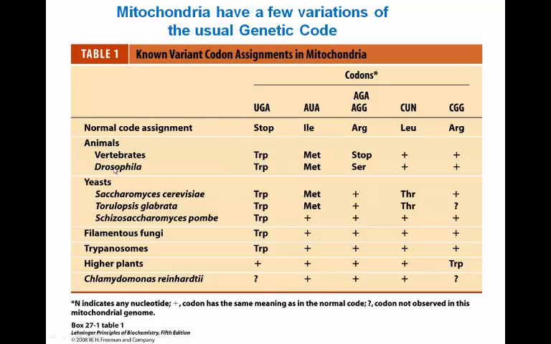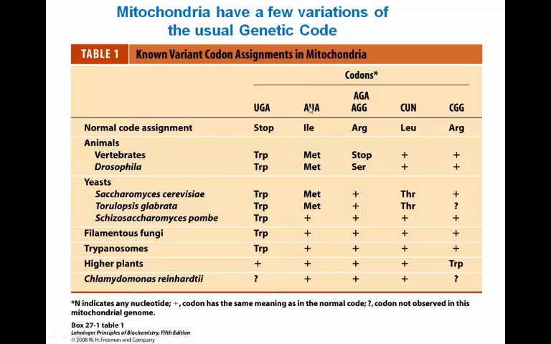In Drosophila, which is not a vertebrate, UGA codes for tryptophan. Yeast, tryptophan, tryptophan, tryptophan. A plus means that it codes for the normal code assignments. So these, when I say Saccharomyces or the vertebrates, these are the mitochondria in these particular animals. These are the mitochondria in the yeast. So the yeast and the animals, their nuclear genetic code is the normal codon. It's the mitochondria within those organisms that have a slightly different genetic code.